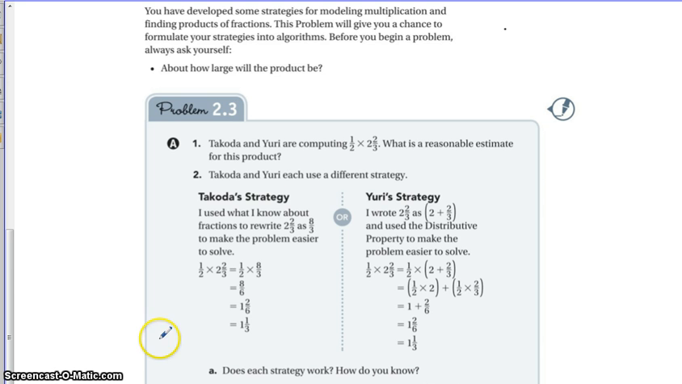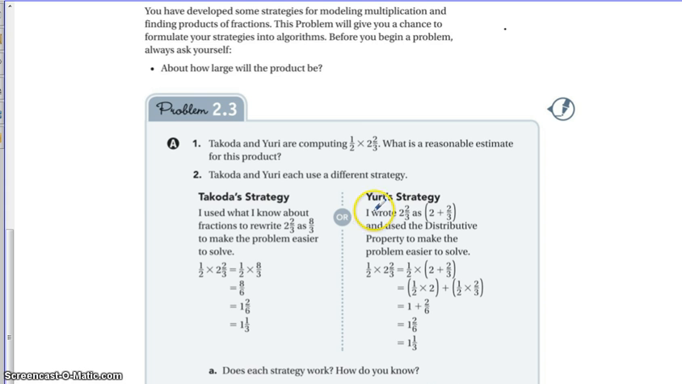So continuing on, A1. Dakota and Yuri each use a different strategy. Dakota's strategy is he uses what he knows to write 2 2/3 as 8/3 to make the problem easier to solve. So he takes 1/2 times 2 2/3 and makes it 1/2 times 8/3, and then he multiplies it. 1 times 8 equals 8, 2 times 3 equals 6. Then he converts it back into a mixed number and then simplifies the mixed number.